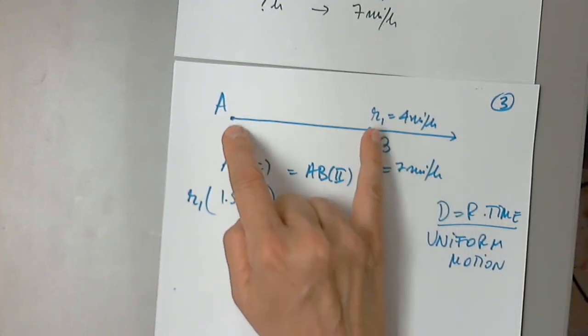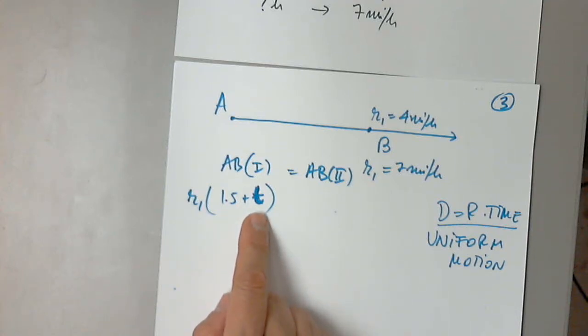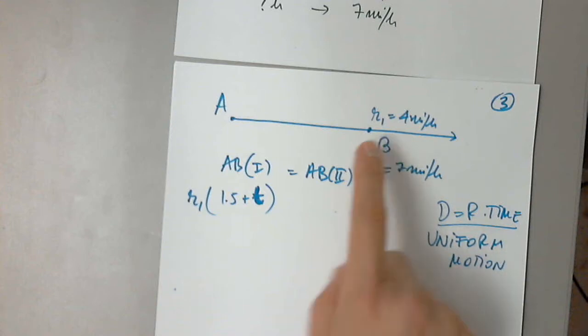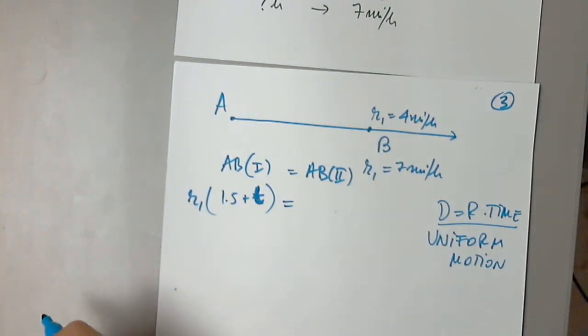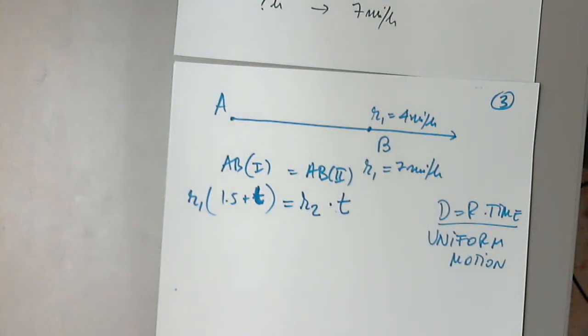So the first person covers the distance AB in an hour and a half plus, we don't know, T, times rate R1. The same distance is covered by person 2 with rate R2, but she only uses time T, which we don't know what it is. We do have R1, we do have R2. Do we understand the equation? Is it clear why the two distances have to be the same?